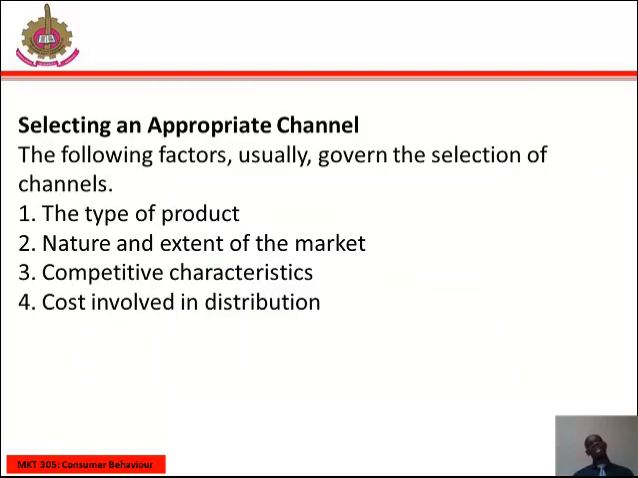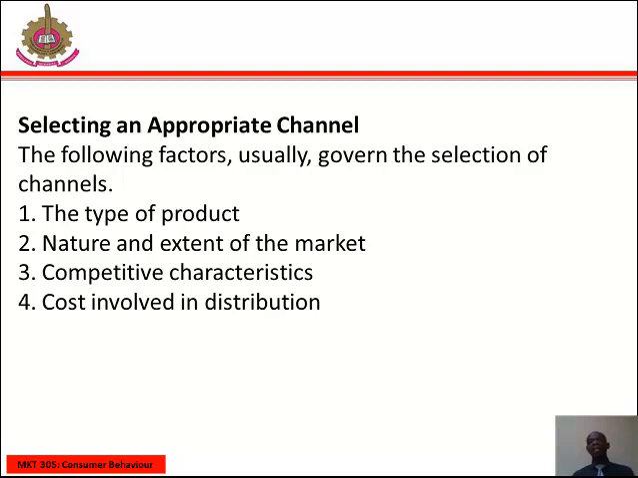Let's talk about selecting an appropriate channel. The following factors usually govern the selection of channels. The first one is the type of product. The second one is the nature and extent of the market. The third one is competitive characteristics, and the last one is the cost involved in distribution. Let's talk about the type of product.